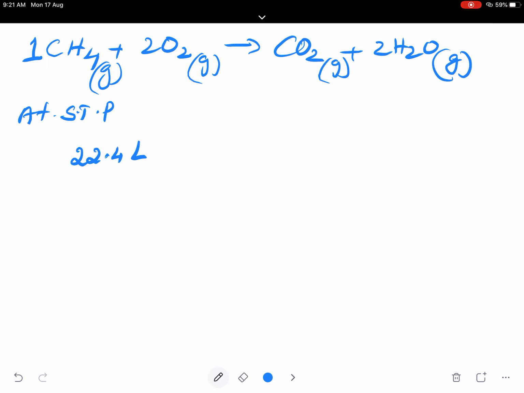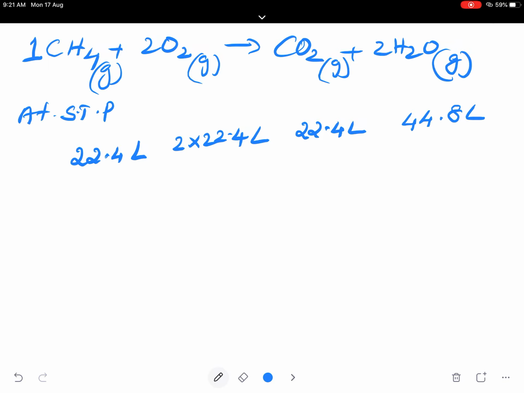2 volumes of oxygen, that is 2 into 22.414 liters. 1 volume of CO2 at STP, 1 mole of CO2, that is 22.414 liters, and 2 moles of water, that is 44.8 liters, that is twice 22.4.